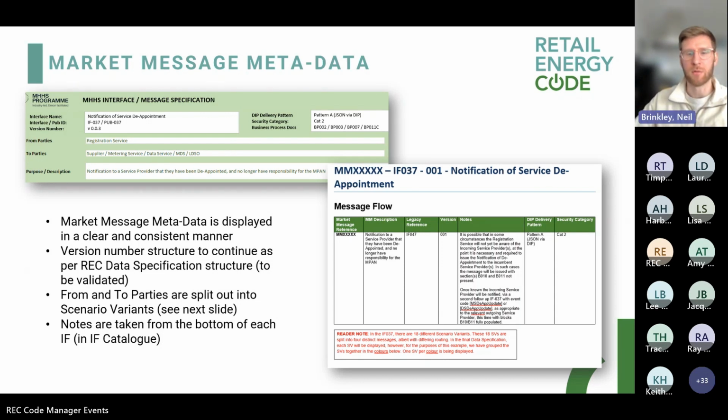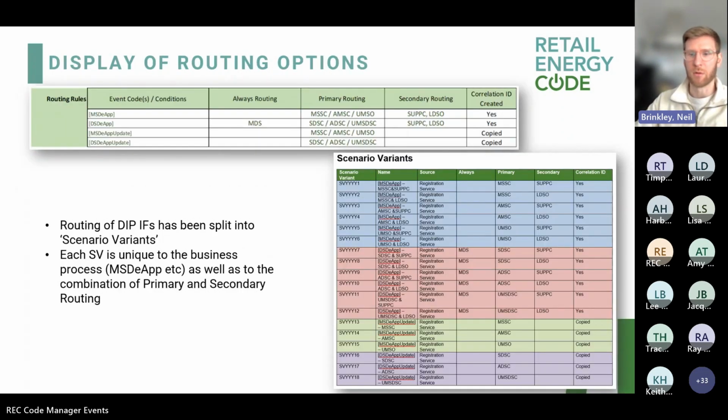We raised the point around the version numbers. So the version numbers, in the DIP interfaces, will follow the REC version numbering. So you can see we've got it there as a 001 format. And in the program specification, they had that as a 0.0. Then moving on, the from and to parties, the scenario variants will be split out on the next slide. And then the notes field is just shown at the bottom.